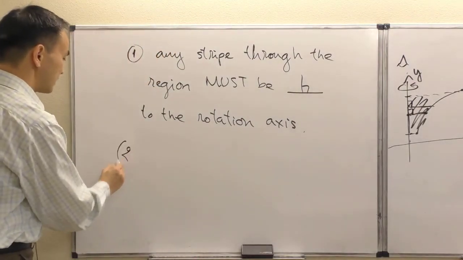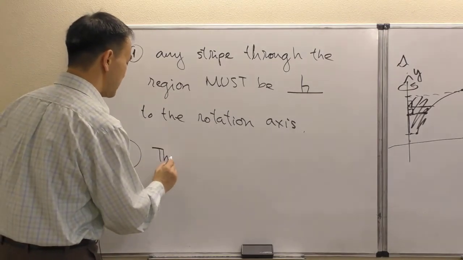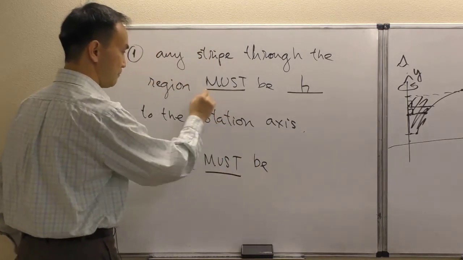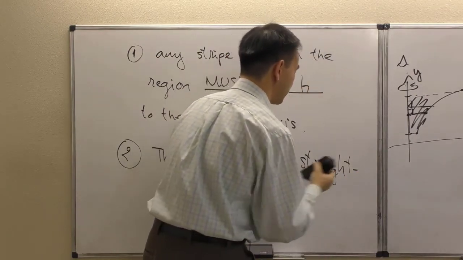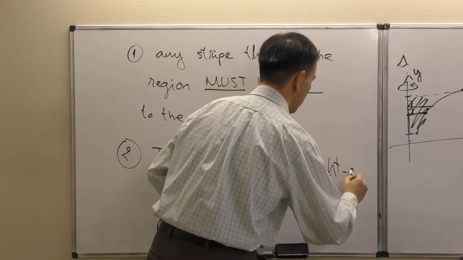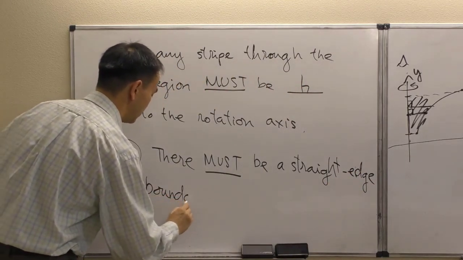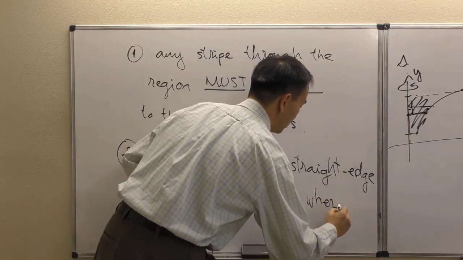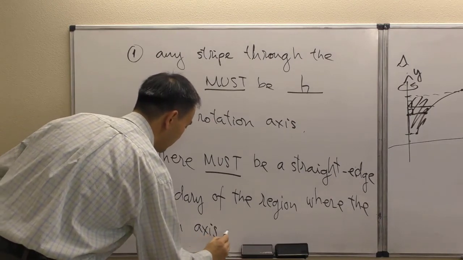And then another characteristic of the region that's good for us to apply the disk method here is that there must be a straight edge. Okay, I call that straight edge. Let me correct my writing here a little bit. All right, there must be a straight edge boundary of the region, okay, where the rotation axis is aligned with.